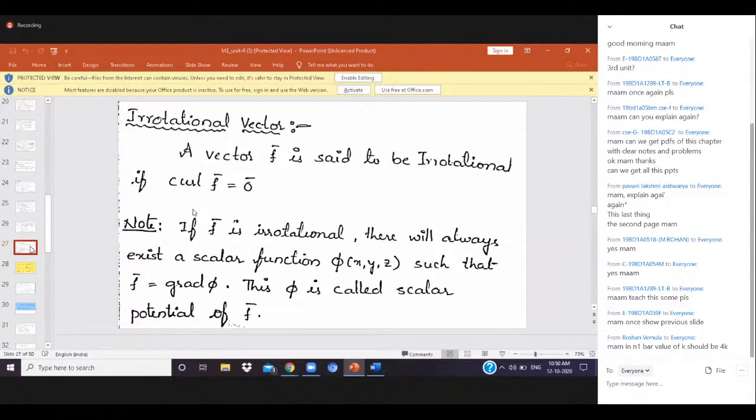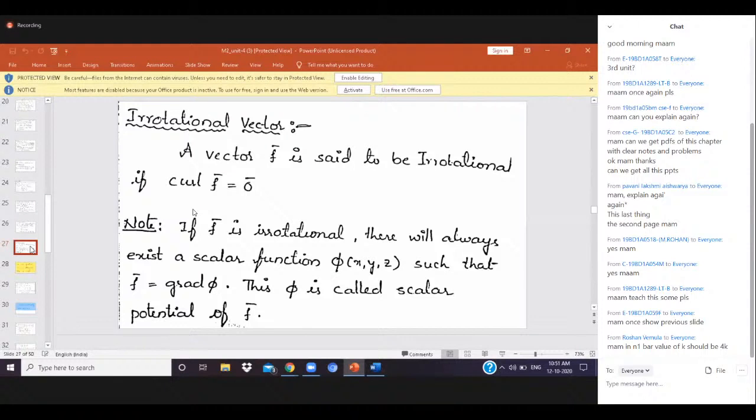That is, if f bar is irrotational, there will always exist a scalar point function phi of x, y, z such that f bar equals grad phi. This phi is called the scalar potential of f bar. This is one of the important notes. If f bar is irrotational, compulsorily there exists a phi of x, y, z, a scalar function, satisfying the condition that f bar equals grad phi. So this phi is called the scalar potential of f bar. This is important for your long answer.